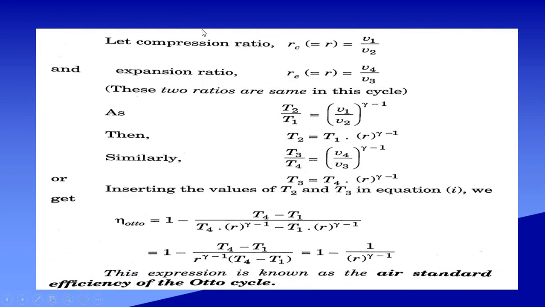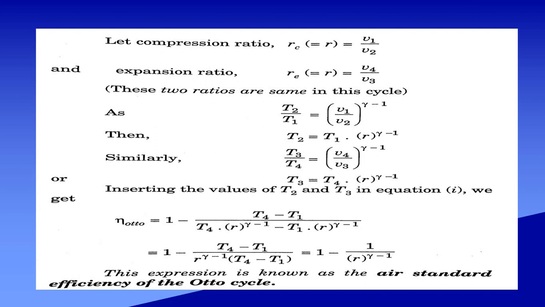So here you have compression ratio and expansion ratio. In this Otto cycle, these two ratios are considered to be the same, that is V1 by V2 and V4 by V3. So both the compression and the expansion ratios are considered to be same. So V1 by V2 will be equal to V4 by V3.